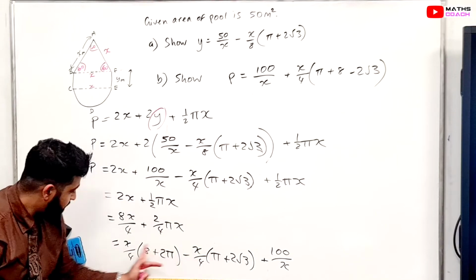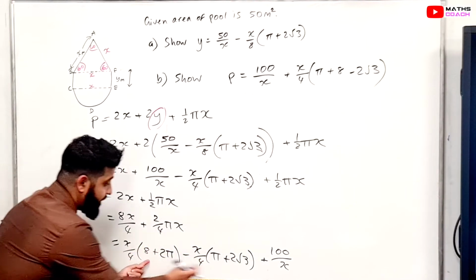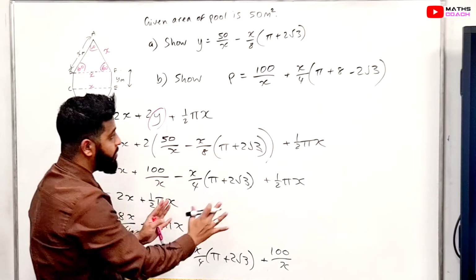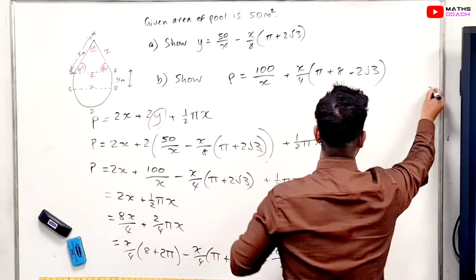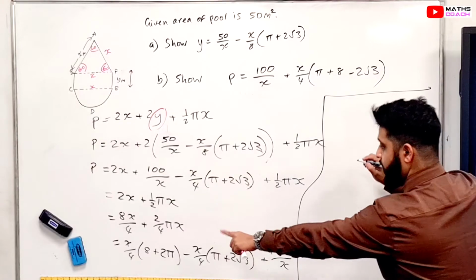So here, I will take out a common factor of x over 4 and put these two into one big bracket. Okay. Now, I'm running out of space, so I'm going to rub out some of those things. In fact, I won't need to rub out. I'll just work along here. All right. So have a look here.